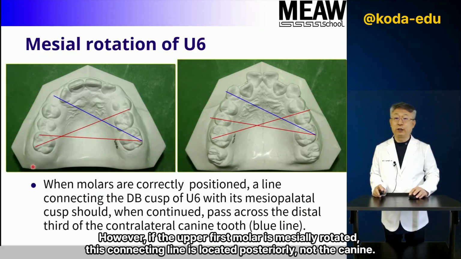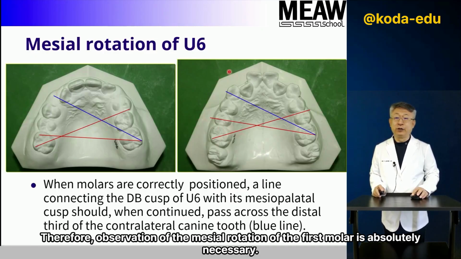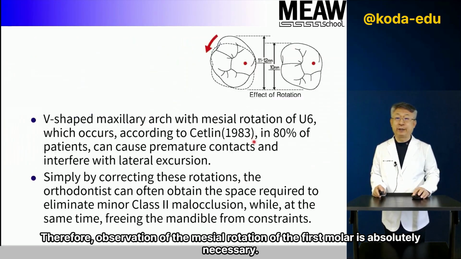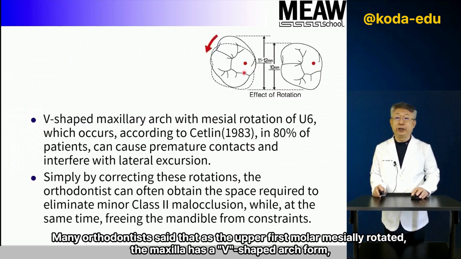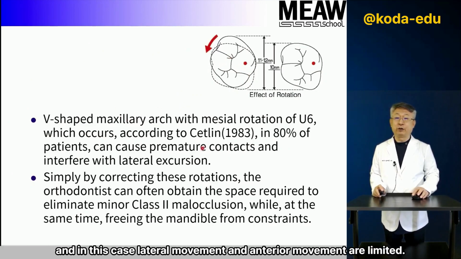However, if the upper first molar is mesially rotated, this connecting line is located posteriorly, not at the canine. Therefore, observation of the mesial rotation of the first molar is absolutely necessary. Many orthodontists say that when the upper first molar is mesially rotated, the maxilla has a V-shaped arch form, and in this case lateral movement and anterior movement are limited.